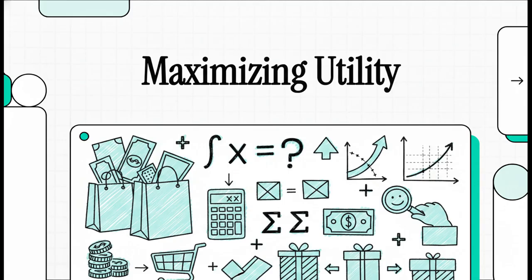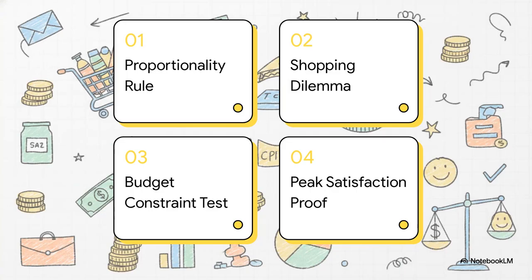We're going to unpack a fundamental economic concept that proves exactly how you can get the absolute most bang for your buck. So let's treat this like a fun challenge. Okay, let's dive right into it. We are breaking this down into 4 quick chapters today. First, the proportionality rule. Next, the shopping dilemma. Then, the budget constraint test. And finally, the peak satisfaction proof.